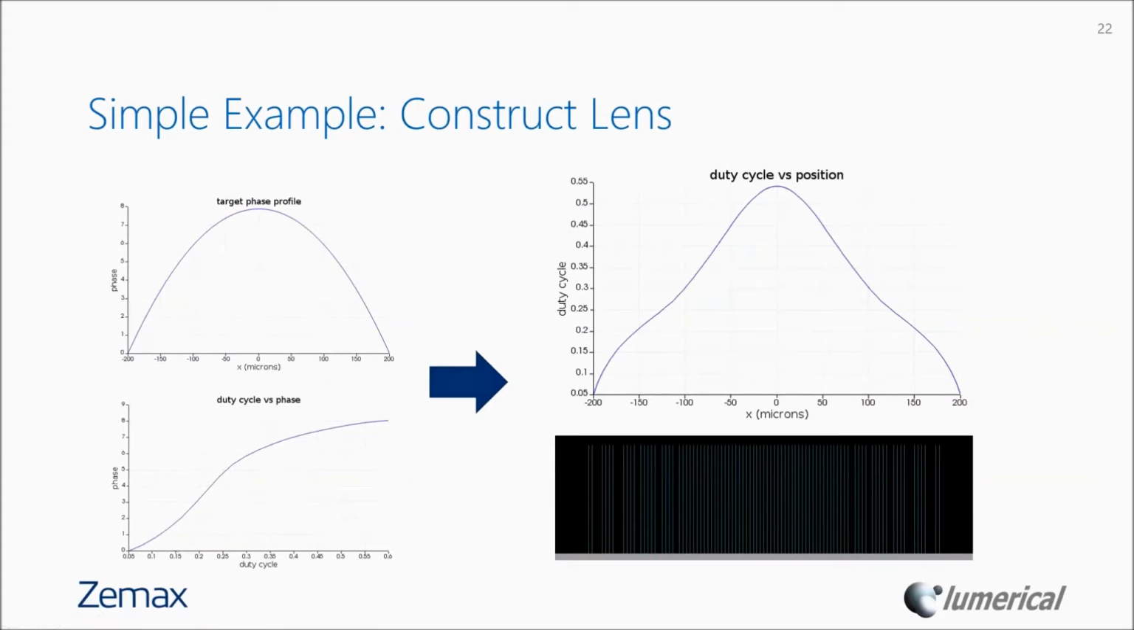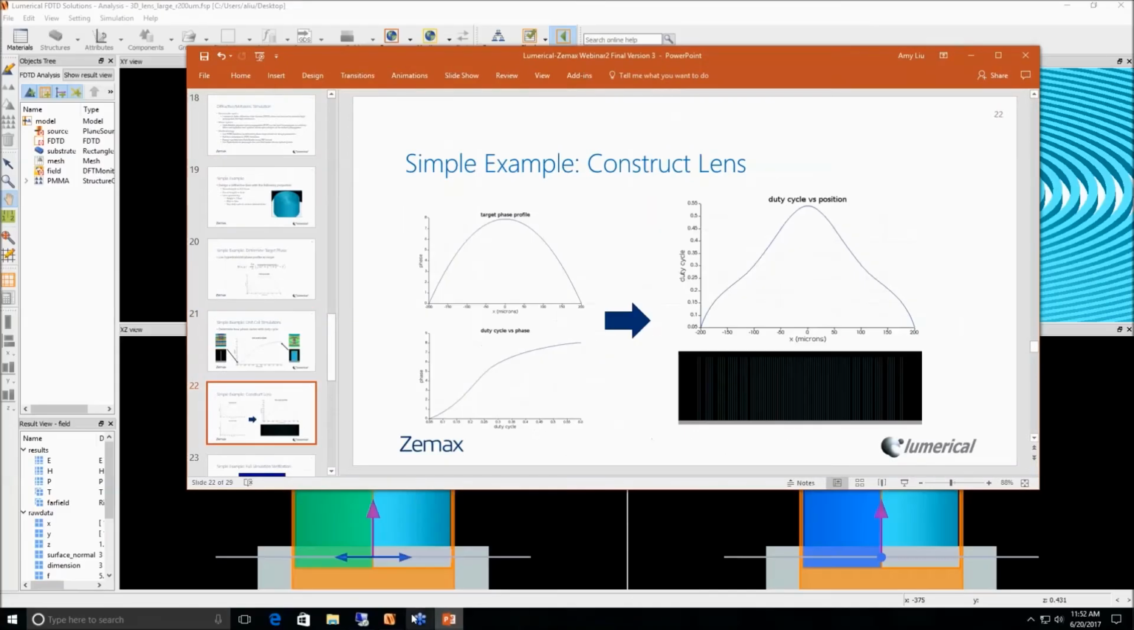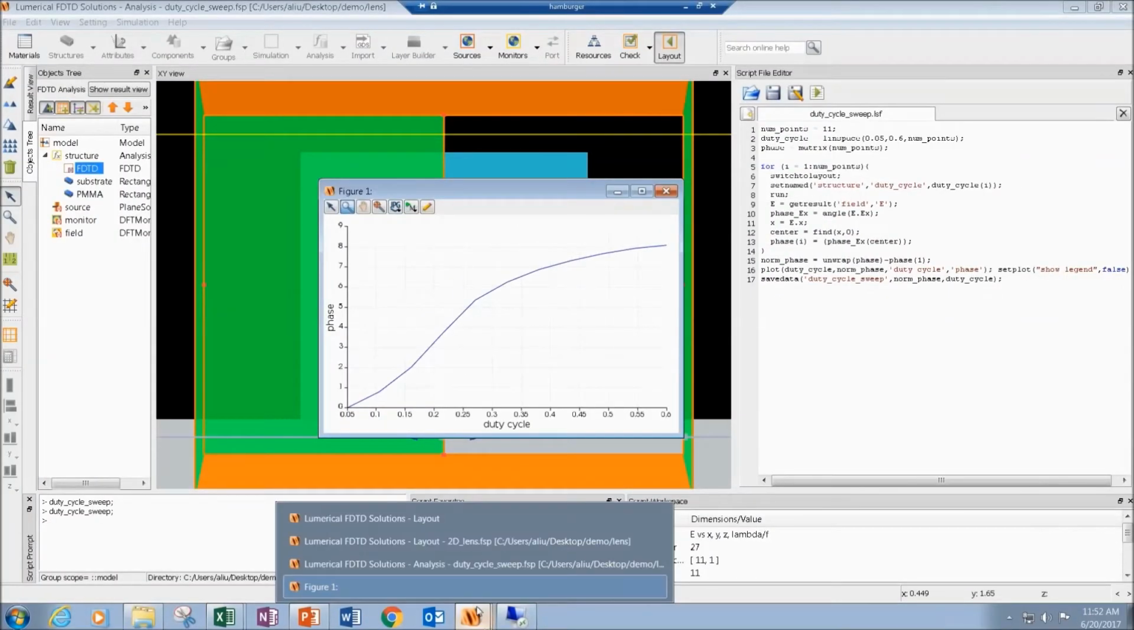Now, using the target phase profile from before, as well as the map of the duty cycle versus phase that I just generated, I can now come up with an initial design for my lens. So basically, all I have to do is take this target phase profile and read off the value of the duty cycle that is required to give me the phase I need for a specific location. And I also have a very simple script for doing this, and it generates the duty cycle versus position across the lens, as well as creates the lens itself. So I'll come back to FDTD here to show you what this looks like.